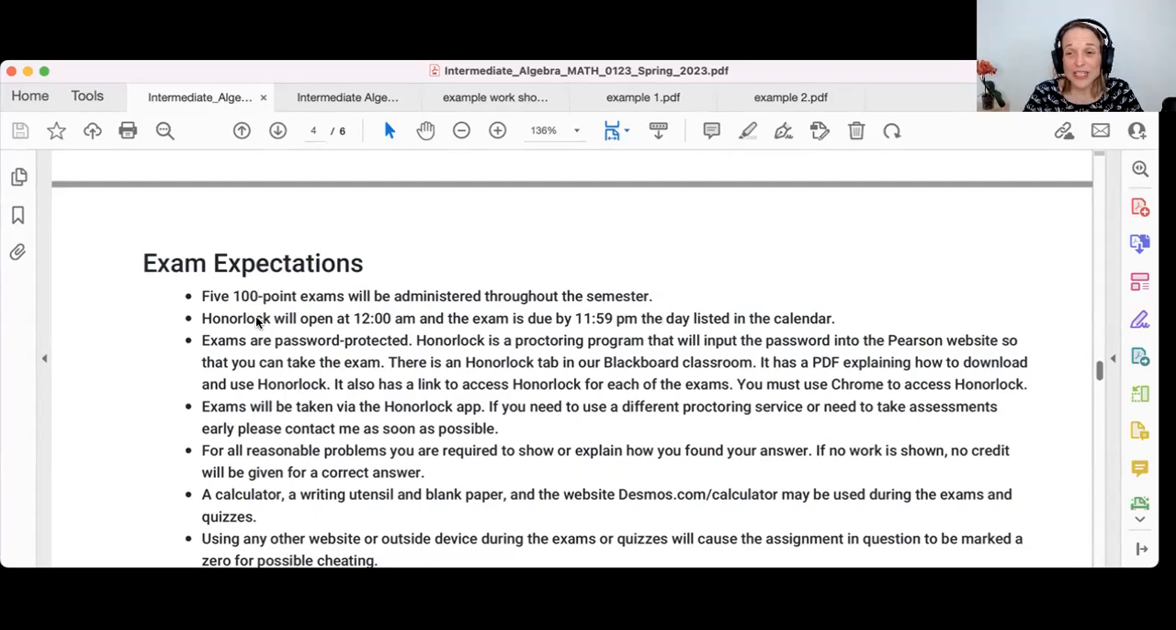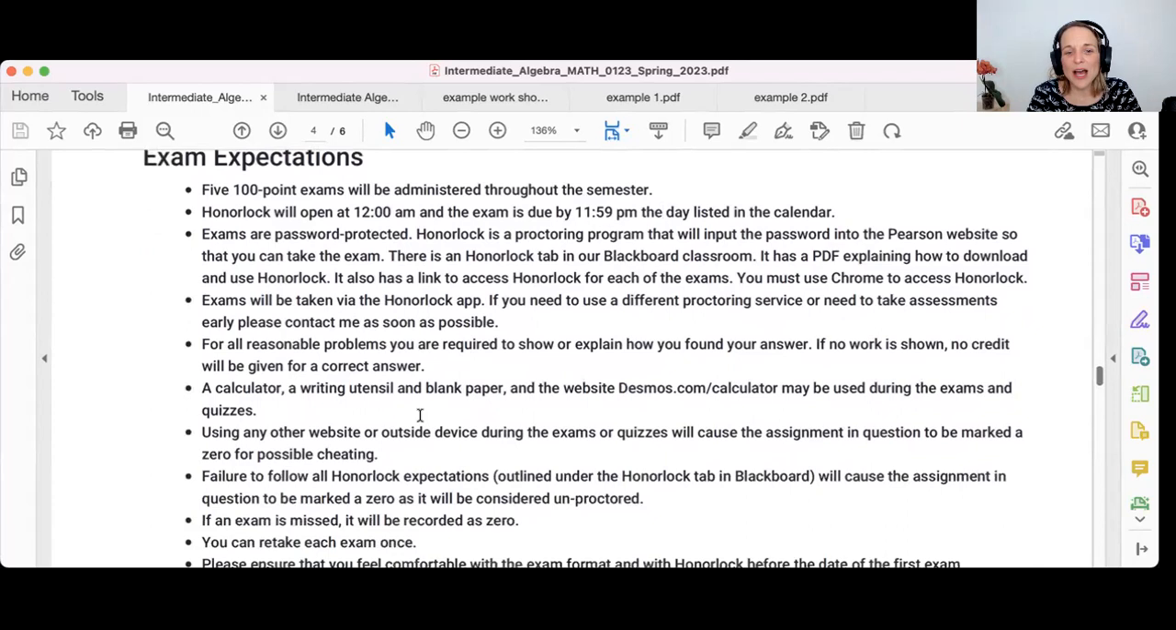Okay, so for HonorLock, I want to see your upper body. I want to see your head. I don't want to see the top of your head only. I don't want to see you glancing off. I want to see you doing math as much as possible. And I want to see then your shown work after via email. Good. Don't use any other websites or outside devices, but you can use Desmos.com.